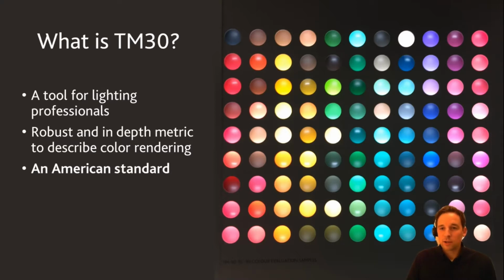What you need to know is TM-30 is a tool for lighting professionals. It is a tool that gives you a robust and really in-depth way to describe color rendering. It's more information than has ever been given before on color of a light source. And you'll be pleased to know, as of 2018, it is now an American standard.